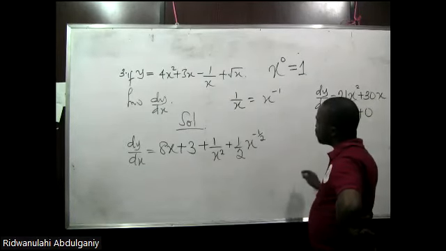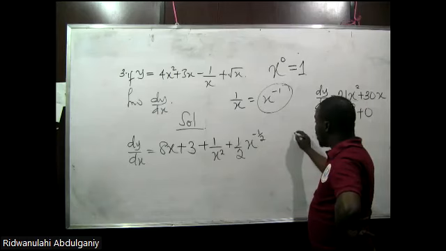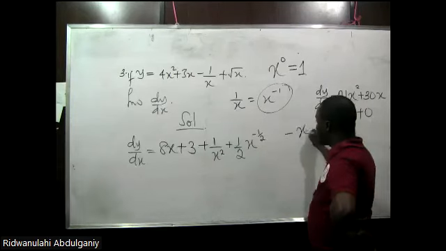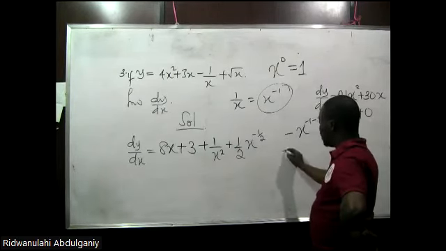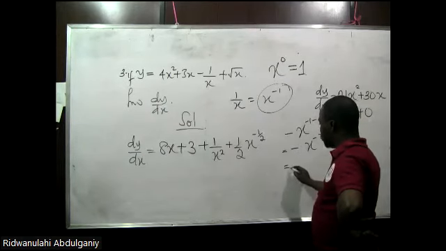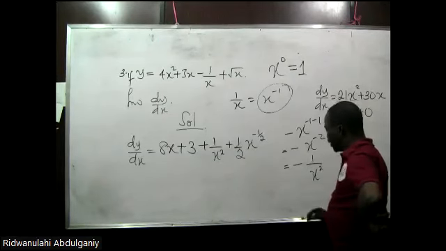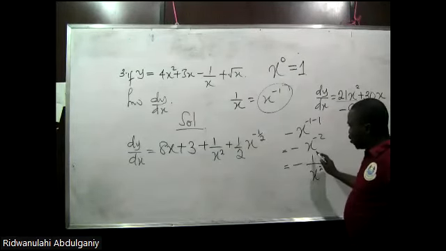That's x raised to the power minus 1 plus 1. Plus 1? Are you sure? Minus 1. So we are going to have minus x raised to the power minus 1 minus 1, which is minus x raised to the power minus 2. Which gives minus 1 over what? x squared.